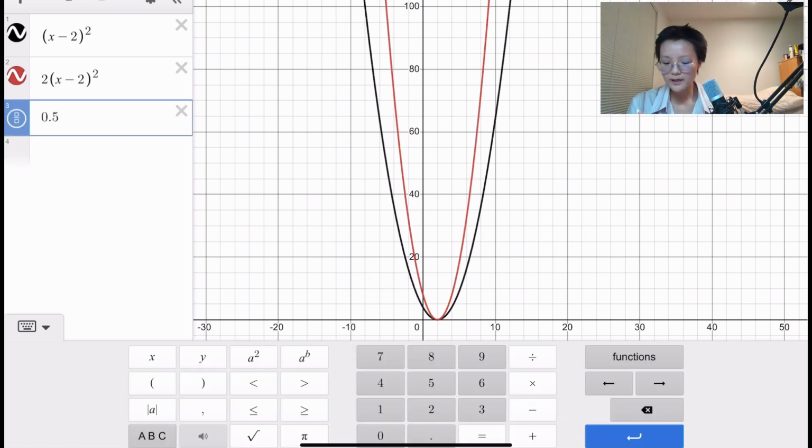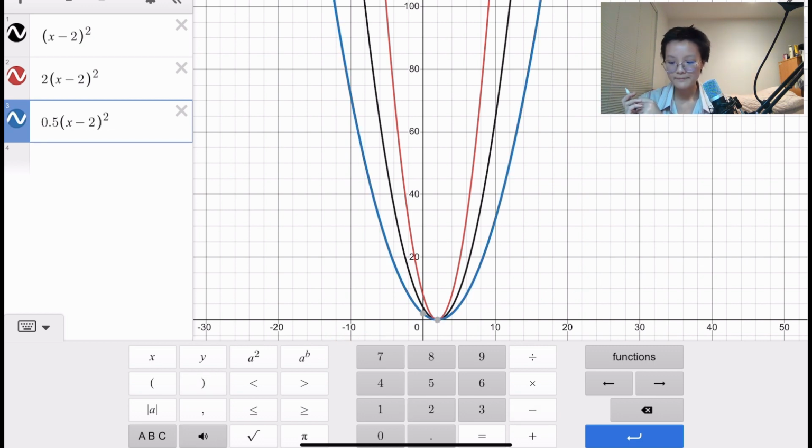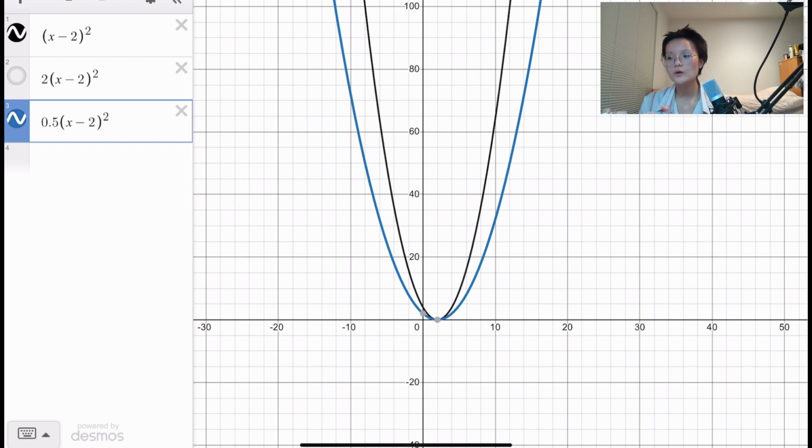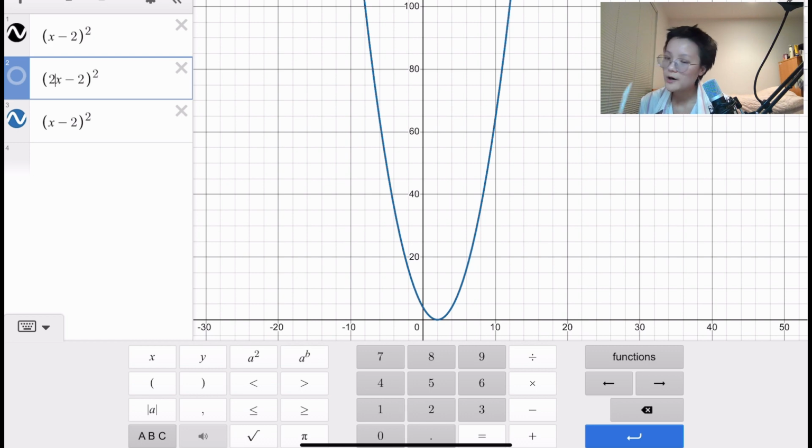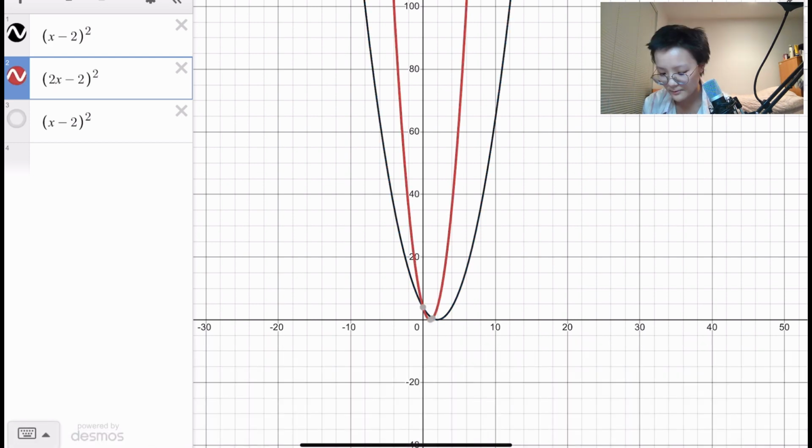Similarly, if we multiply this original equation by a number smaller than 1, that is a vertical compress or vertical shrink. The blue graph is wider than the black original function here because I multiply it by 0.5. Similarly, for horizontal stretch, we change the value of x, multiply it by 2.